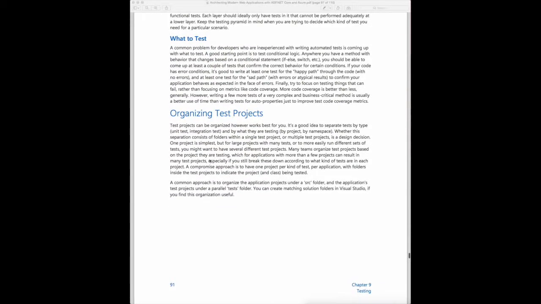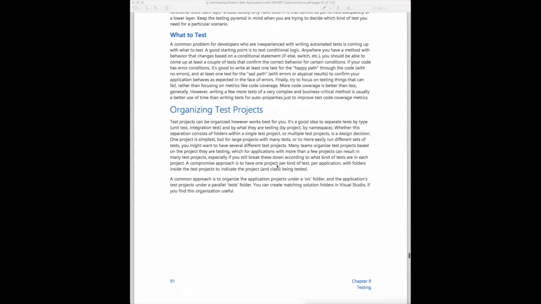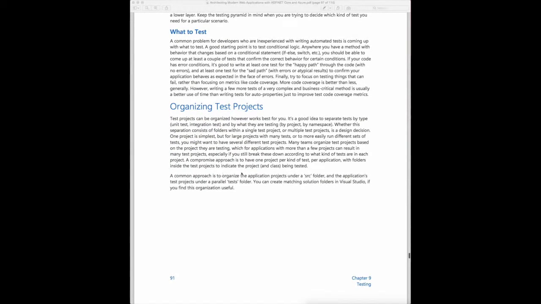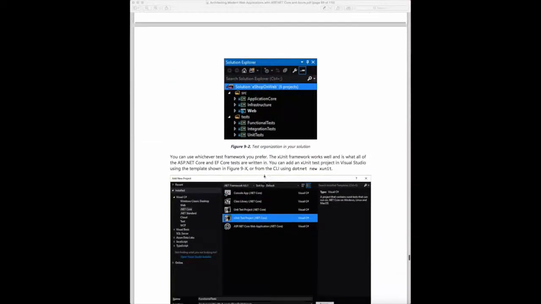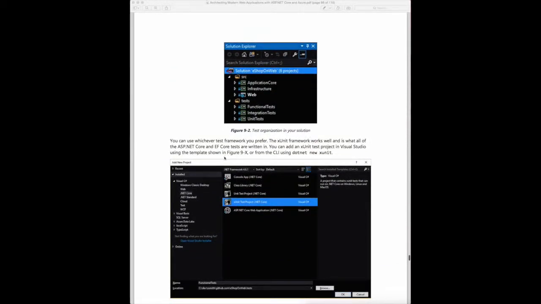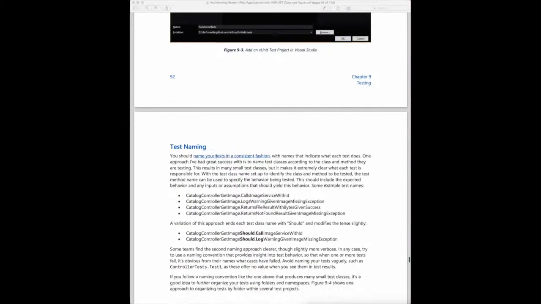So how do you organize your test project? Should the project have its tests inside, or should they be outside? I think a good compromise is having them outside. That's the common approach I have seen. You have one test project for each project.